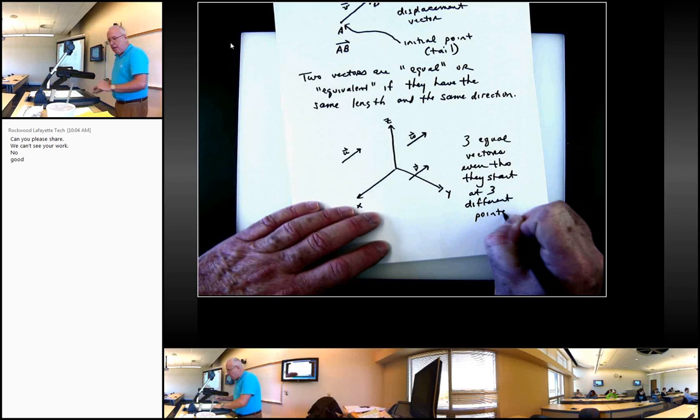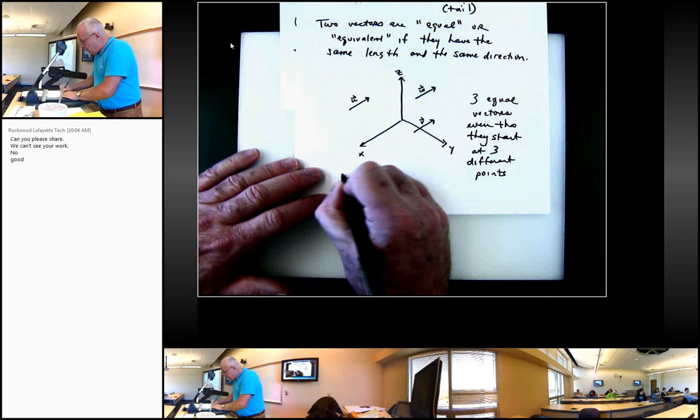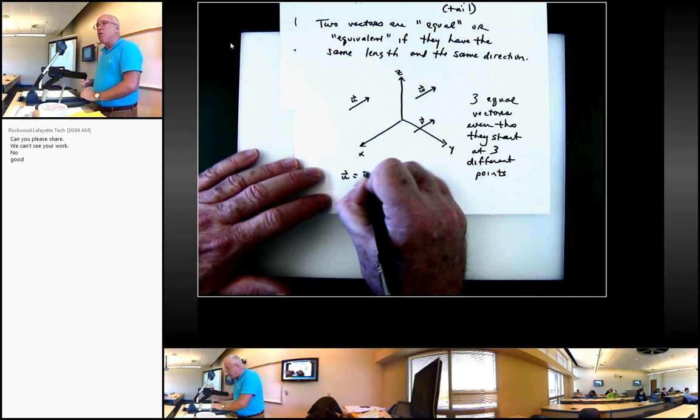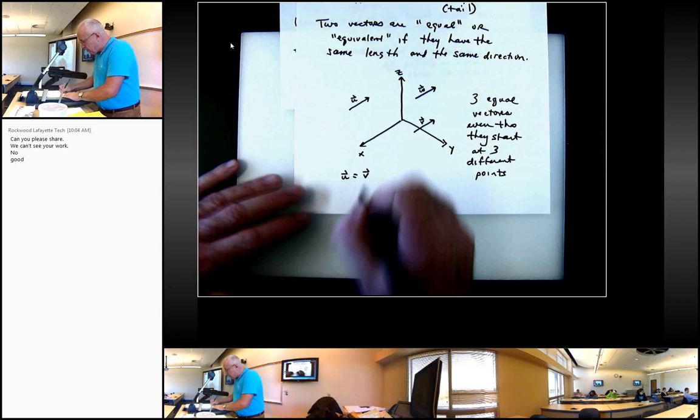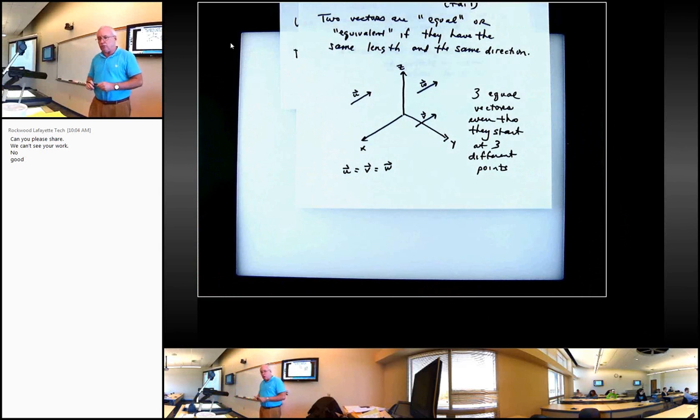All right. And so we can say u with an arrow over it equals v with an arrow over it, and that in turn also equals w with an arrow over it. Okay, they're all equal to each other.